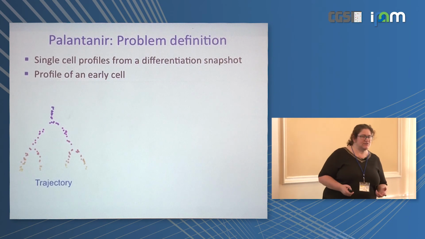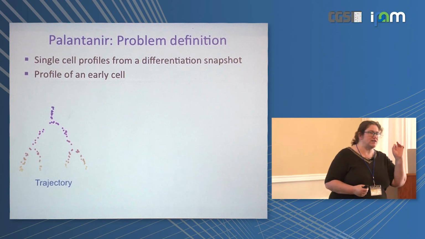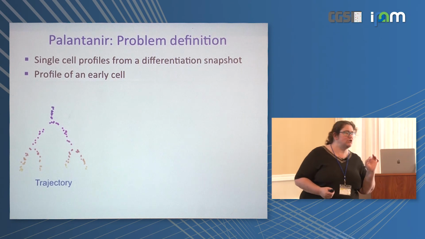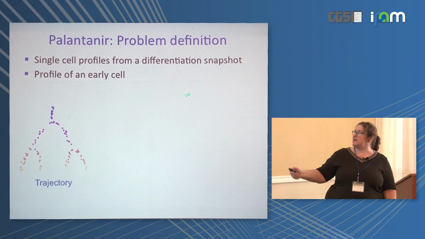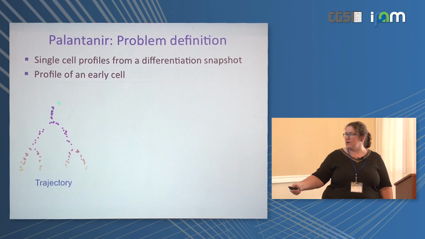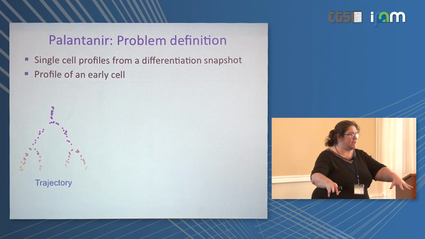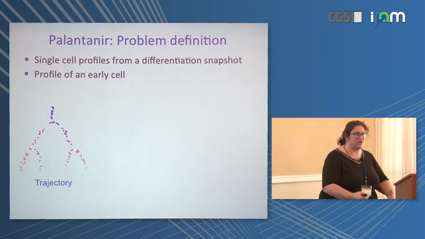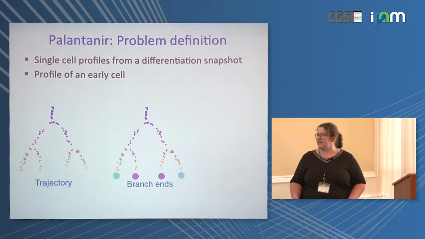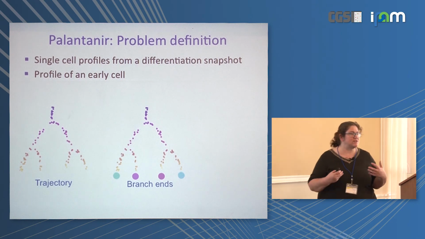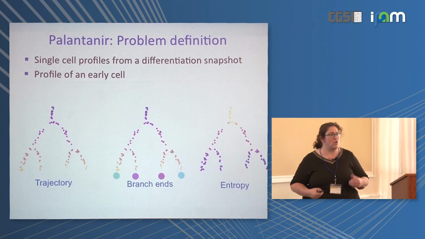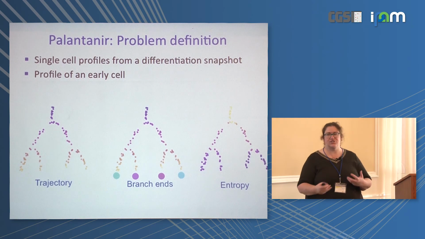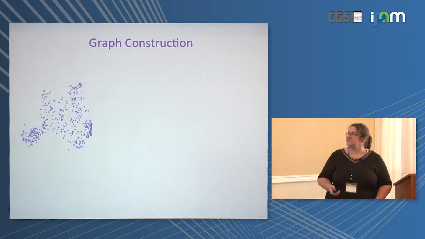And finally, the most fun thing is now we can actually say what is the probability of an individual cell getting to any one of the endpoints. So we want to take all the cell profiles from the early points. We want to build a trajectory, figure out for each cell how mature it is, how far along the development path it is. What are the branch ends? What are the different terminal fates we have? And what is the entropy? And for each cell, what is its probability of reaching each of these terminal fates?